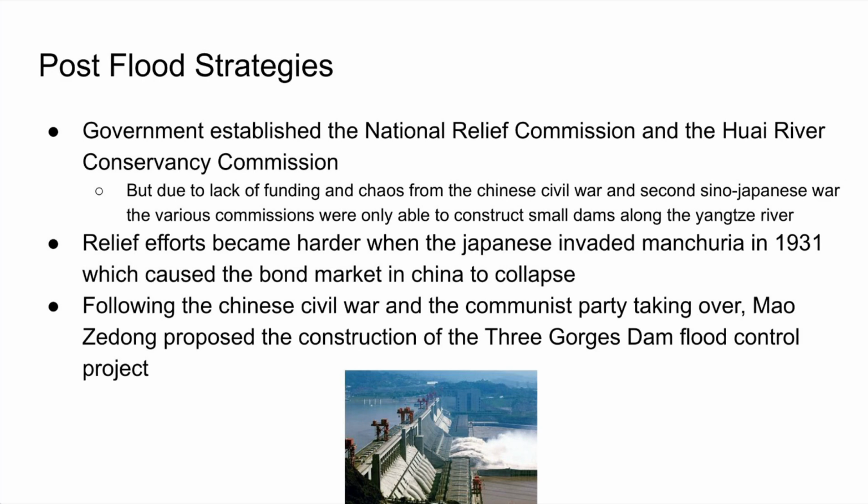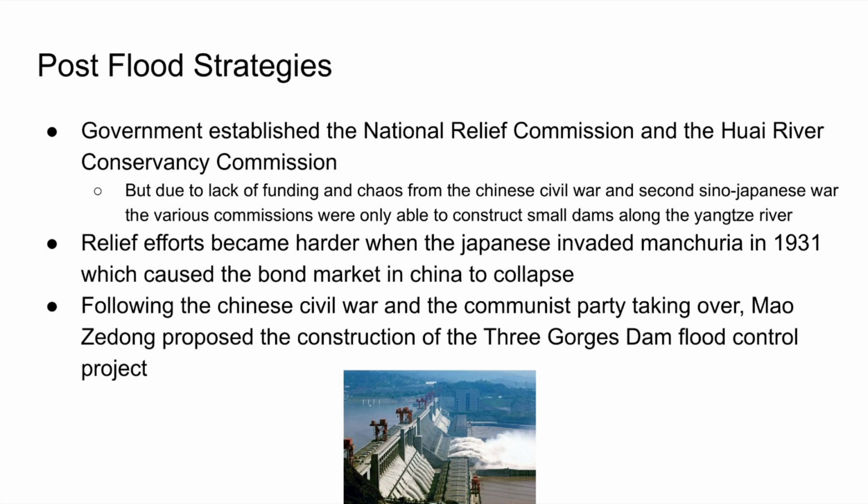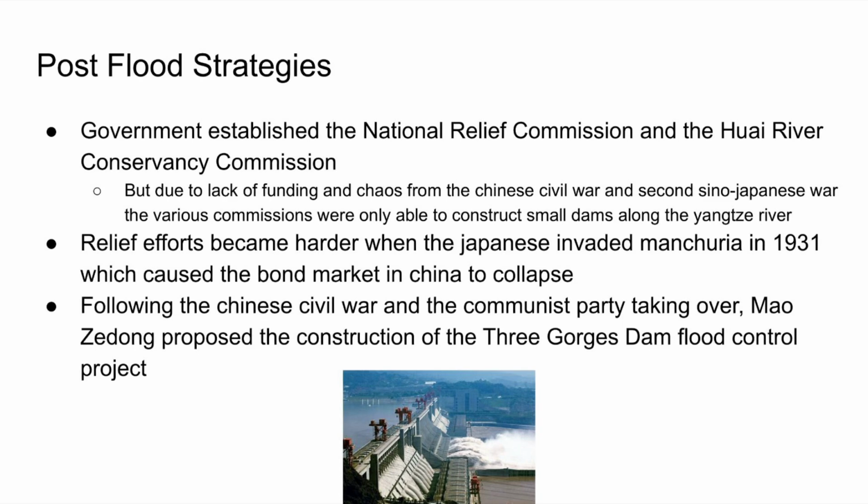The efforts became even harder when the Japanese invaded Manchuria in 1931, which caused the bond market in China to collapse. After the Chinese Civil War, Mao Zedong proposed the construction of the Three Gorges Dam flood control project, which after much delay was finished in 2012. What caused such delay? Various problems such as the Great Leap Forward and the Cold War tensions hampered construction until much later.